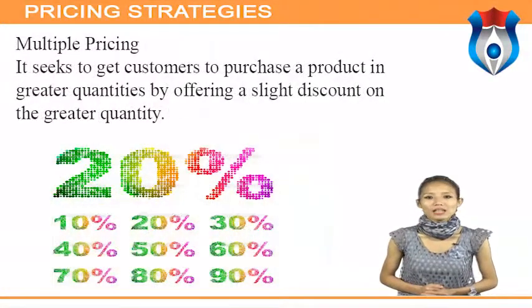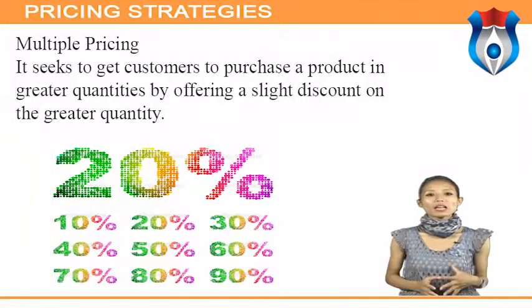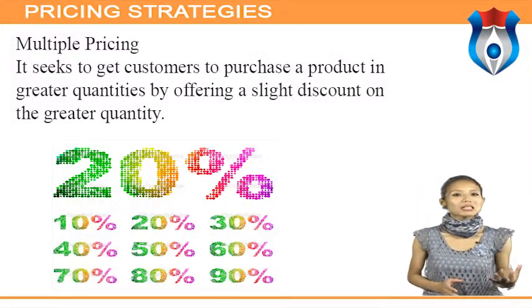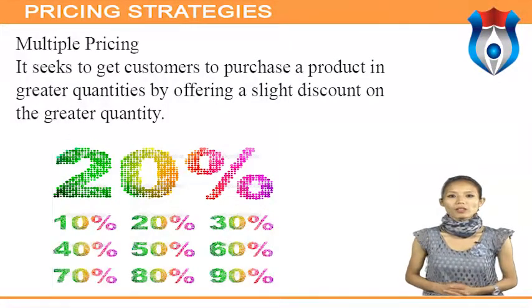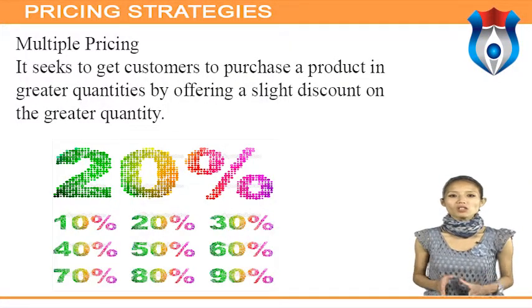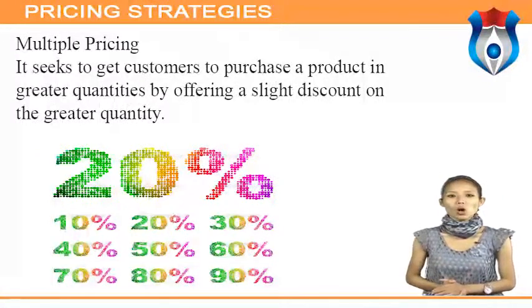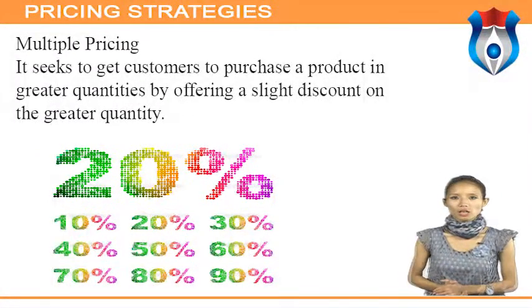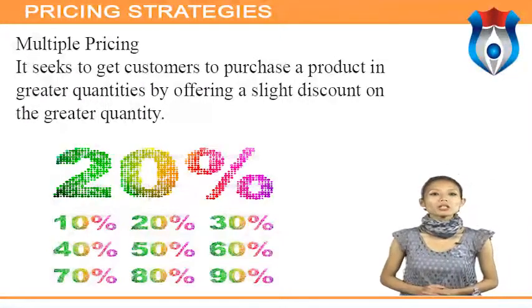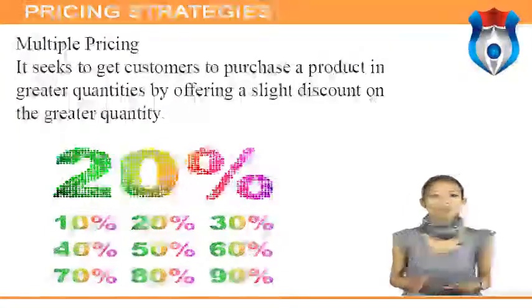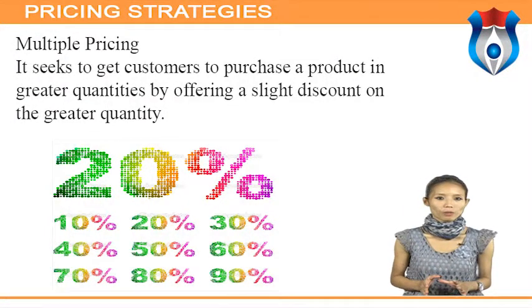It seeks to get customers to purchase a product in greater quantities by offering a slight discount on the greater quantity. In the display of prices, a price for the purchase of just one item is displayed along with the price for a larger quantity. A customer purchasing just one item will pay more for the item than what you would typically charge if you were not using a multiple pricing strategy.